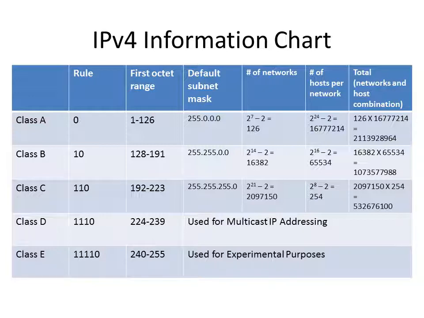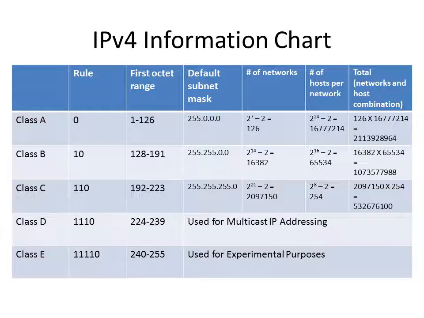Then we have Class B, and in Class B, the rule says in the first octet, the 8th bit has to have a value of 1, and the 7th bit has to have a value of 0. From that, we can derive the first octet range from 128 to 191. The default subnet mask is 255.255.0.0, where the first 16 bits belong to the network ID in a classful network. So the number of networks for Class B is 16,382.